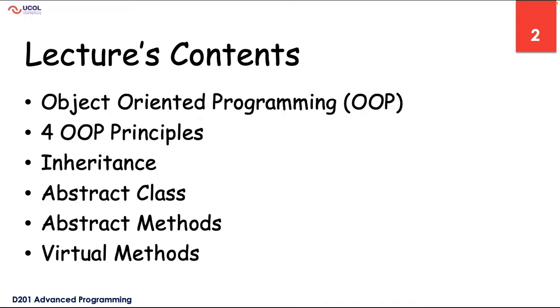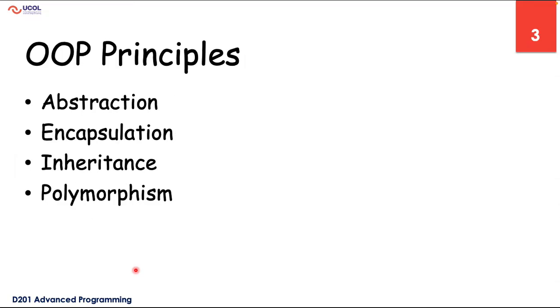And today we'll be discussing object-oriented programming. We will talk about the 4 principles of object-oriented programming, and then we will talk about inheritance, abstract classes, and abstract methods, and then finally we will talk about the virtual methods, and then we will see some lab work that you need to do. So first of all, the principles of object-oriented programming. The first one is abstraction, encapsulation, inheritance, and polymorphism.